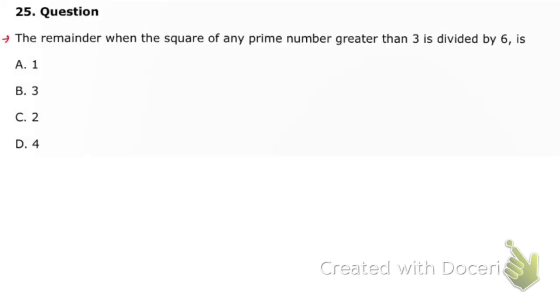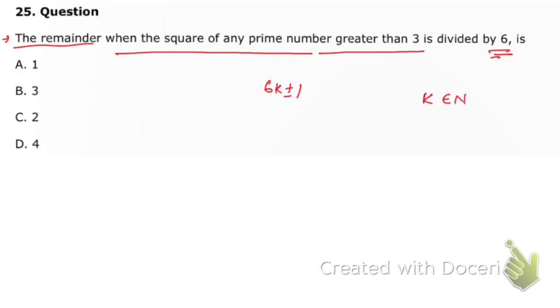Next question, 25. The remainder when the square of any prime number greater than 3 is divided by 6. So, the square of any prime number greater than 3 divided by 6. Let me take that prime number as 6k plus or minus 1, right? Where k is a natural number, it may be 1, it may be 2, it may be 3. And we need a prime number greater than 3.